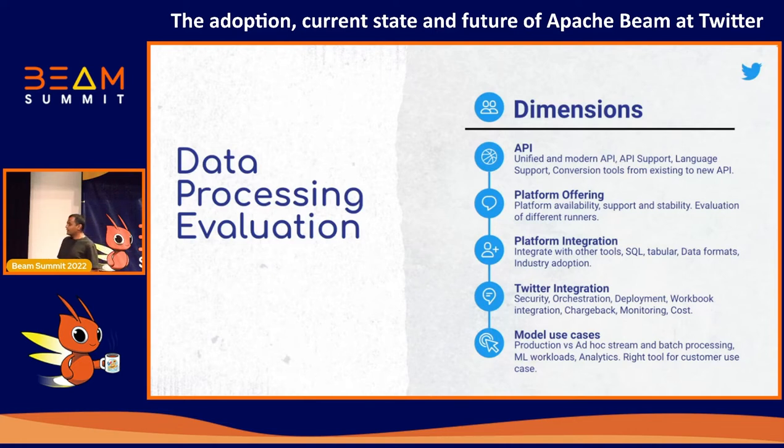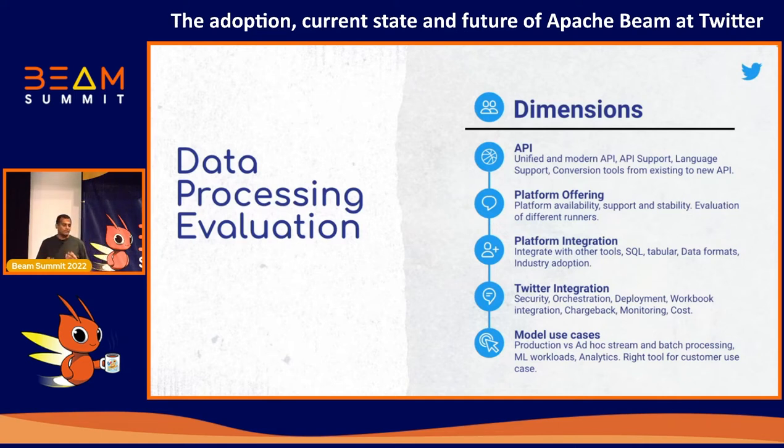We considered Spark, Beam, Flink, various different tools, and tried to evaluate them across various different dimensions, starting from the API they exposed, whether it's streaming, batch, or unified, and what kind of tools and languages the API supported, how easy it is to migrate our existing pipelines to a new API. We also evaluated the platform offerings, like what kind of runners are available, what is the stability of that, and the adoption of those runners.